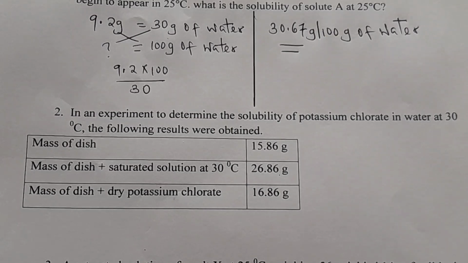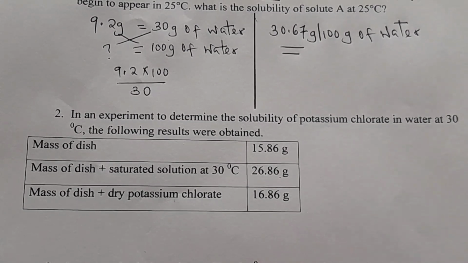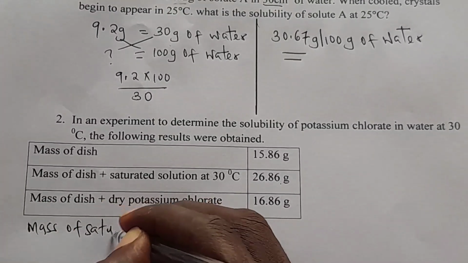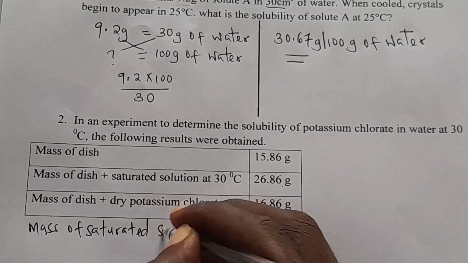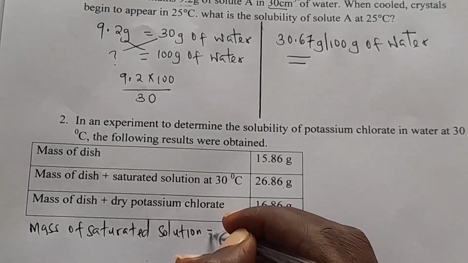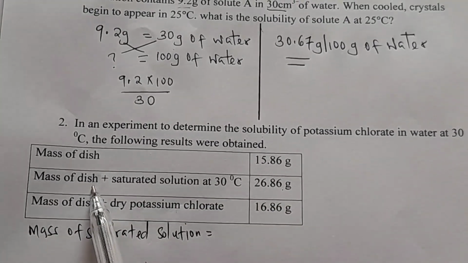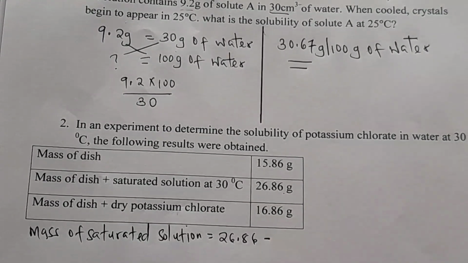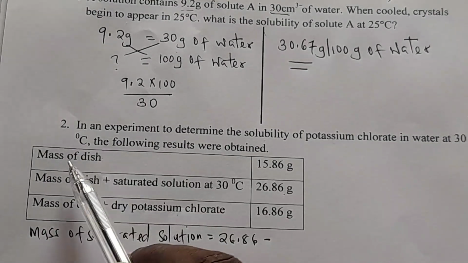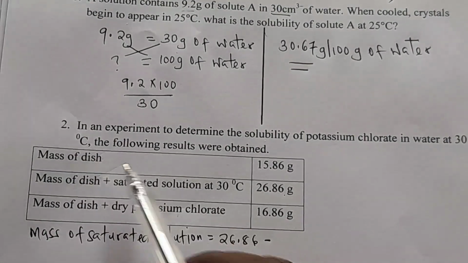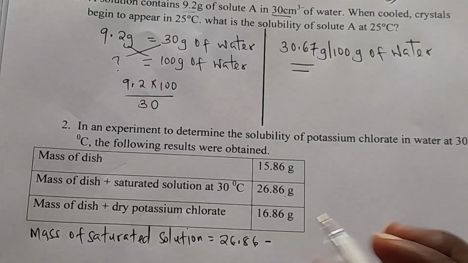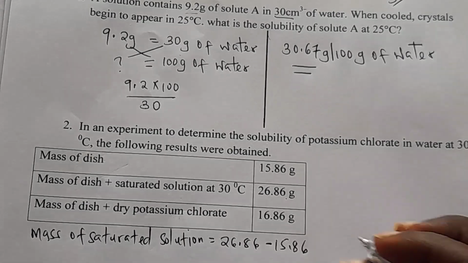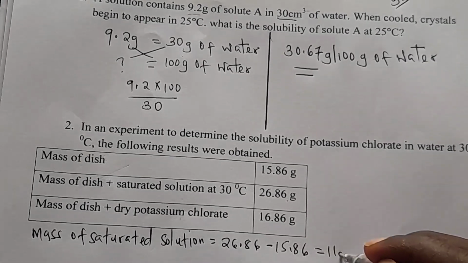So learners, here we are supposed to get first of all the mass of the saturated solution. How are we going to get the mass of the saturated solution? This will be equal to the mass of the dish plus the saturated solution, which is 26.86, subtracted from the mass of the dish. So the mass of the dish will go with the mass of the dish, and I'm going to remain with the mass of the saturated solution. When you subtract 15.86 from this one, what we are going to get will be 11.0 grams.